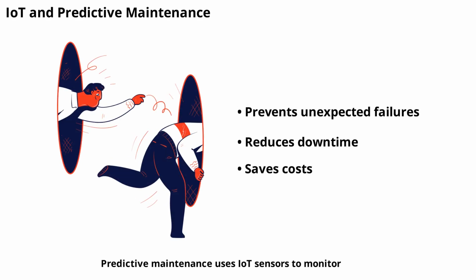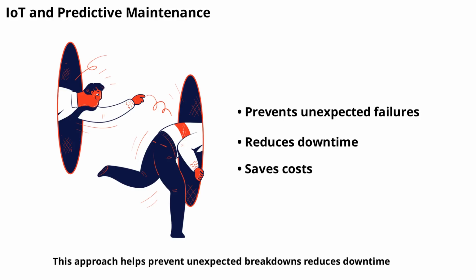Predictive maintenance uses IoT sensors to monitor equipment and predict when maintenance is needed. This approach helps prevent unexpected breakdowns, reduces downtime, and saves money. By analyzing data trends, companies can schedule maintenance only when necessary, making operations more efficient and reliable.